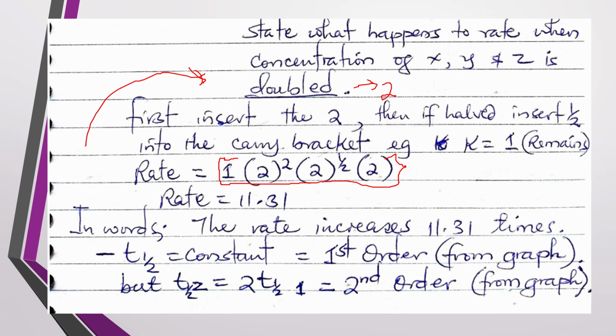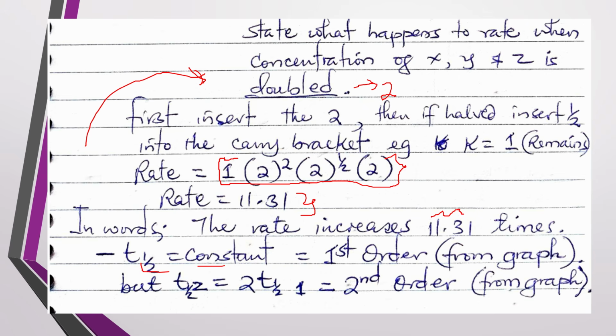If the rate varies in any format, either increasing or decreasing, you simply comment based on the value that you have calculated. So here in words, you're going to say that the rate increases 11.31 times, provided one of the reagents has been kept constant and the other one has been doubled.